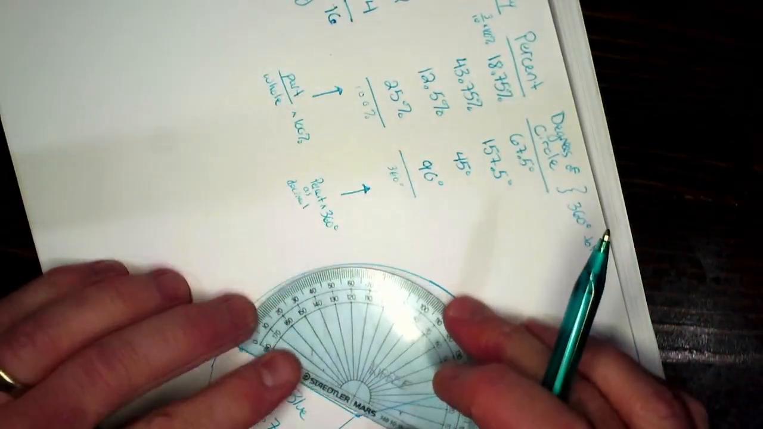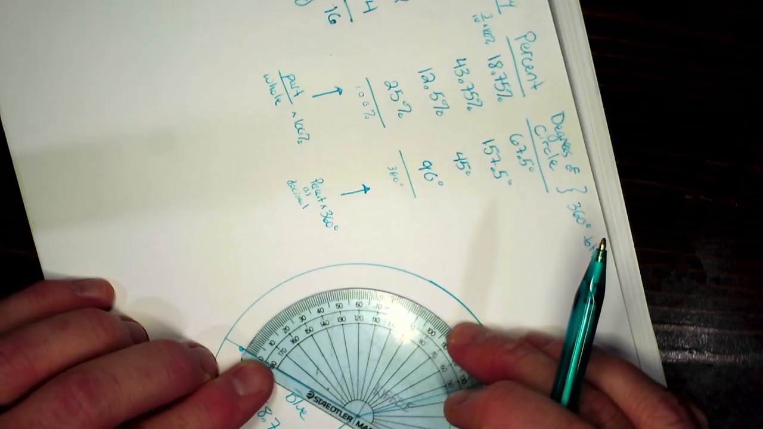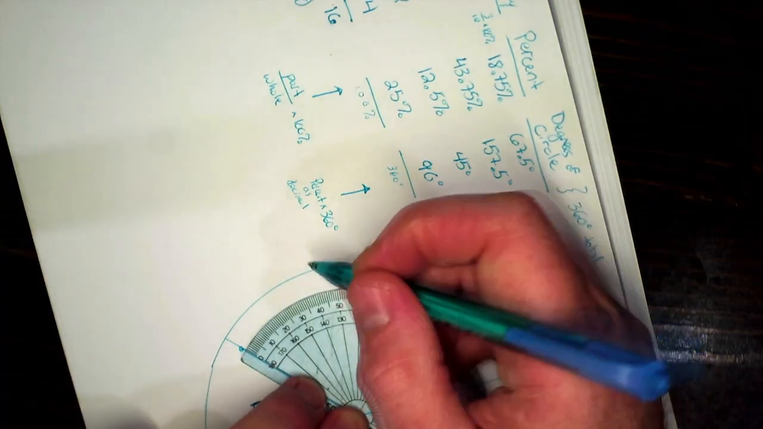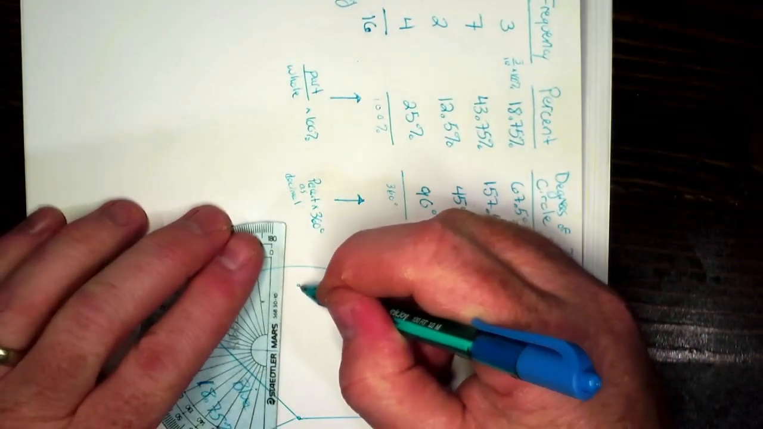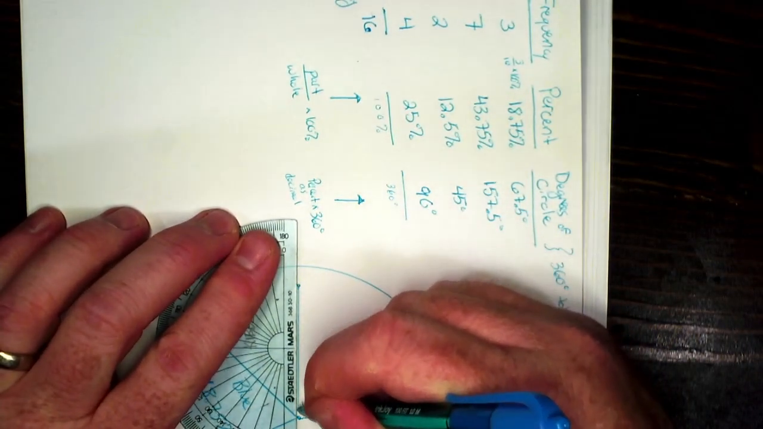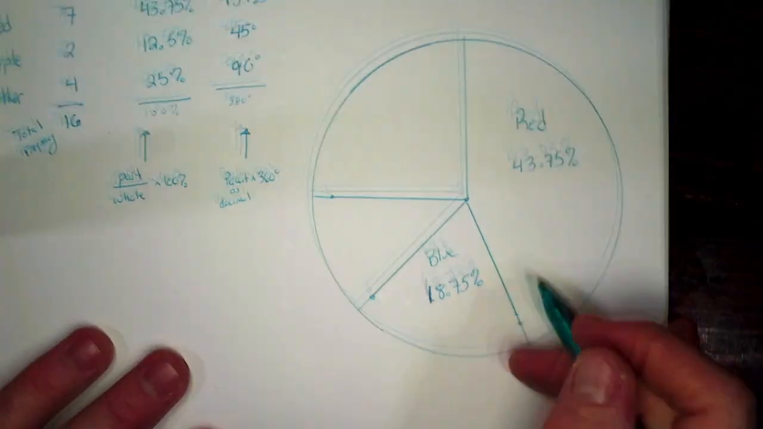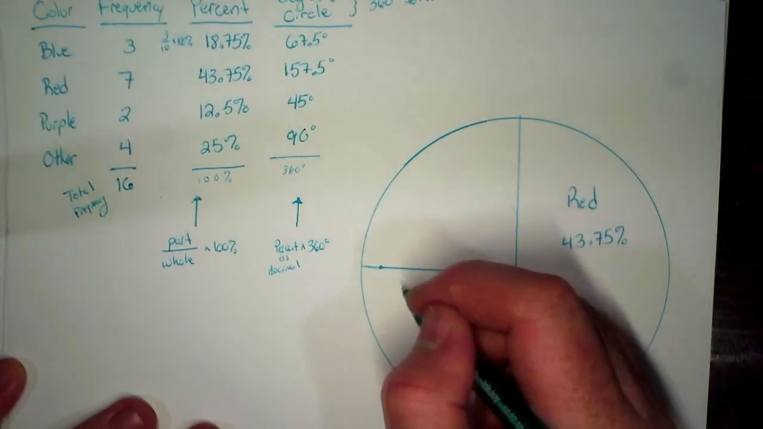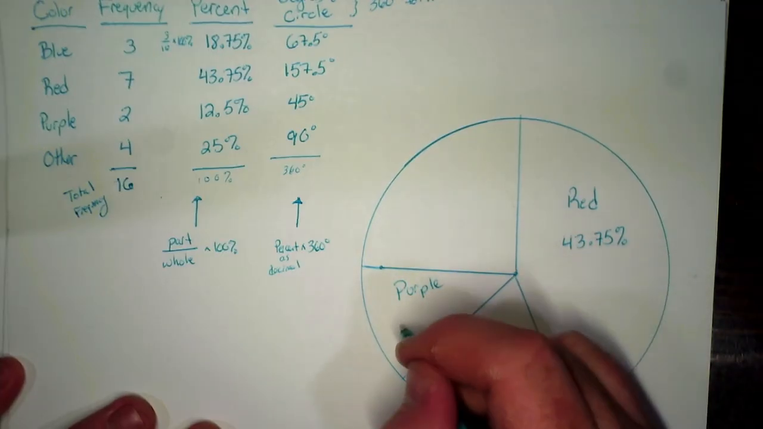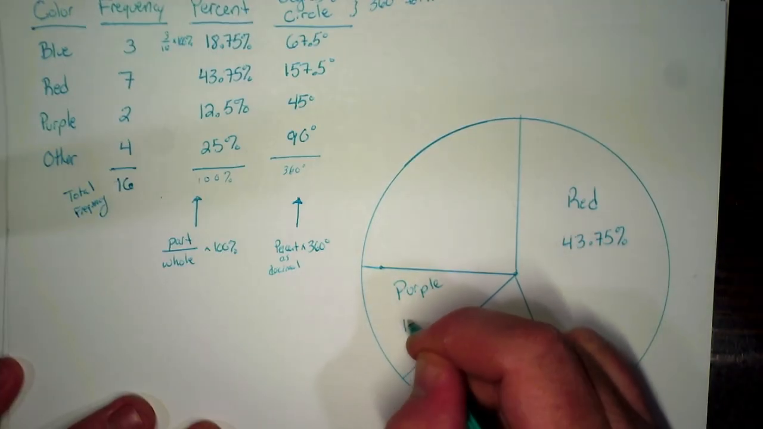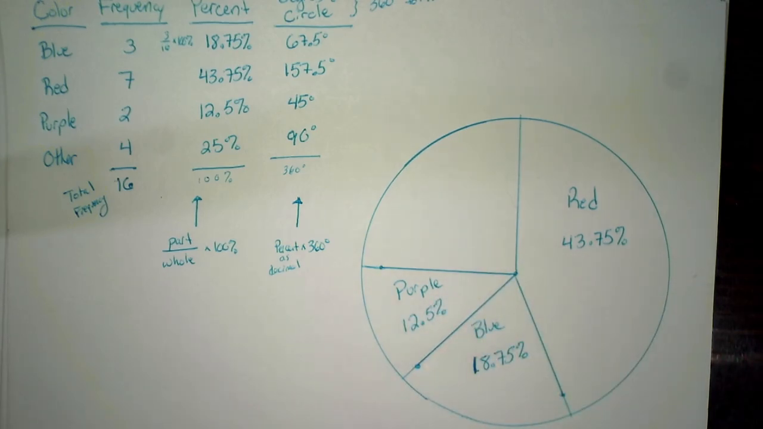Purple was 45 degrees. And so again, I'll line up the protractor here, come up to 45 degrees, and draw in my line segment there. Okay. And that was purple. So I've got my three kind of meaningful colors here. I'll label the percent 12.5. And then I'll worry about what's left because I only have one more group.